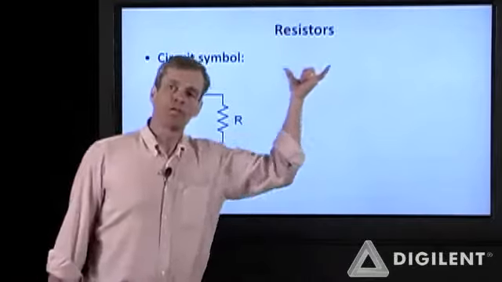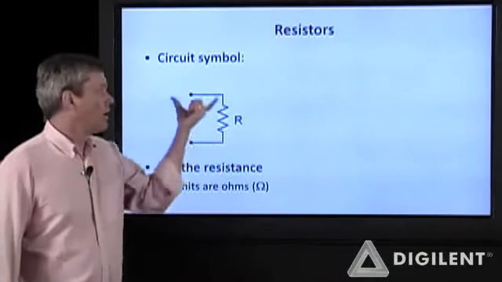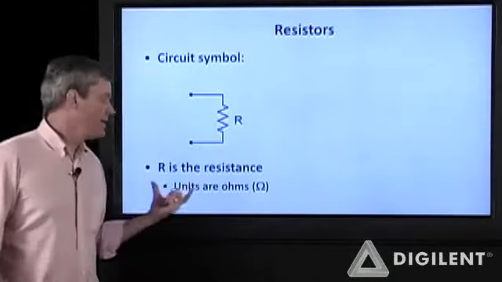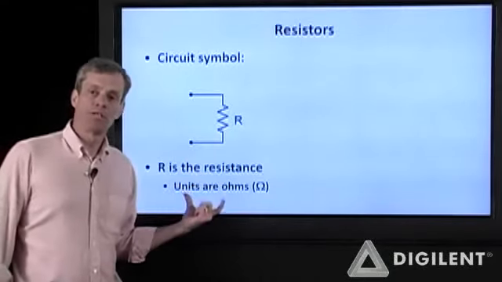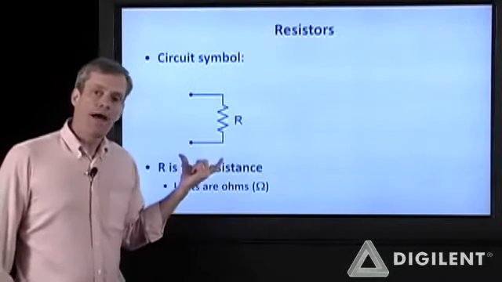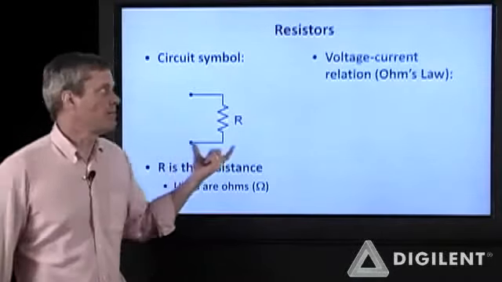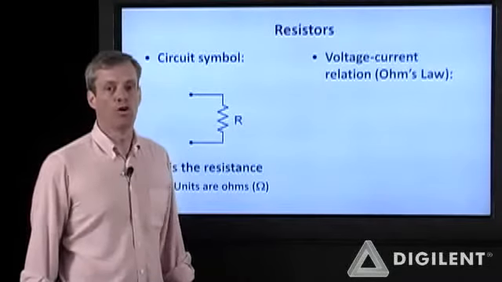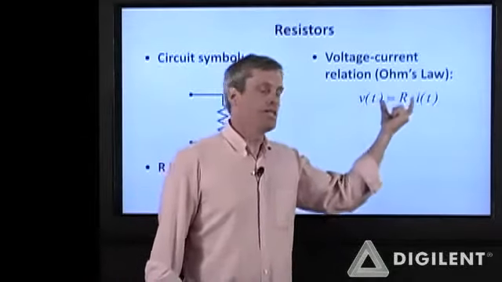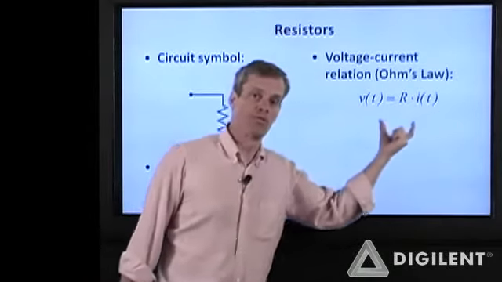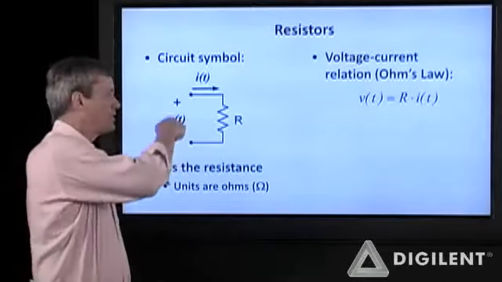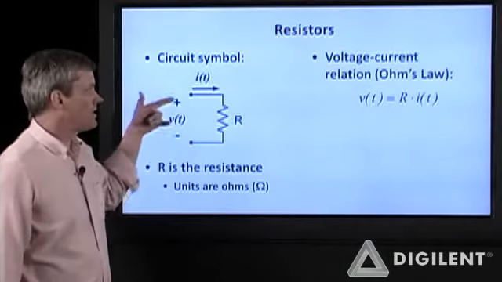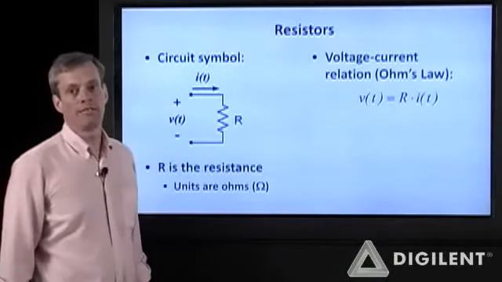Resistors will be our first passive circuit element. Our circuit symbol is this jagged line. The R is the resistance of this resistor. Its units are ohms. All of our passive circuit elements are going to be governed by some voltage-current relationship. For a resistor, that relationship is called Ohm's law. The voltage is the resistance times the current through the resistor. So our voltage across the resistor, V of t, is R times whatever I of t is.